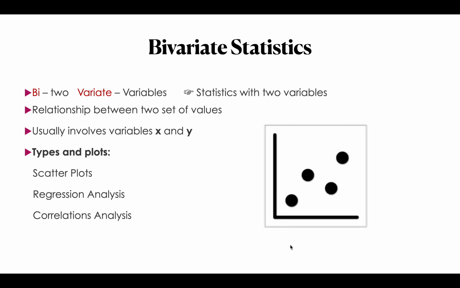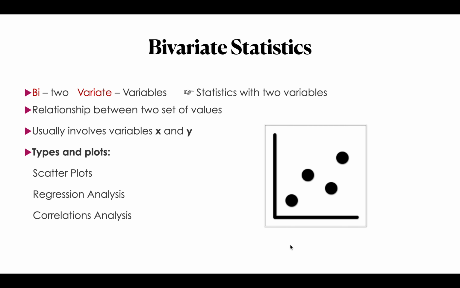Until now we have completed univariate statistics. We have seen what is data analytics, what is data, what is analytics, what is univariate statistics, and what are the various charts that help us graphically represent our data. So now, moving on, we will move towards bivariate statistics.